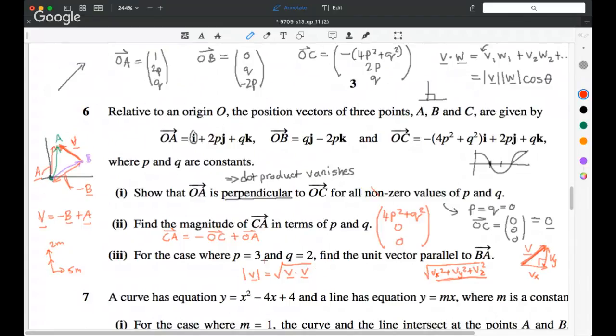So in the next sub-question, you're looking for the unit vector parallel to BA. First you calculate BA using exactly the same way we calculated CA. It's going to be minus OB plus OA. Again, I always think of it as getting from B to A. How do I do that using only the paths that I know? You construct it, and remember to go negative if you're following the path backwards.